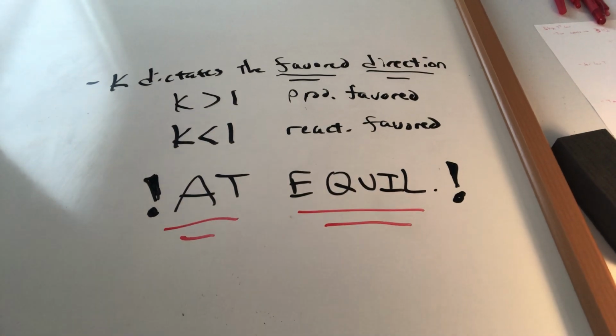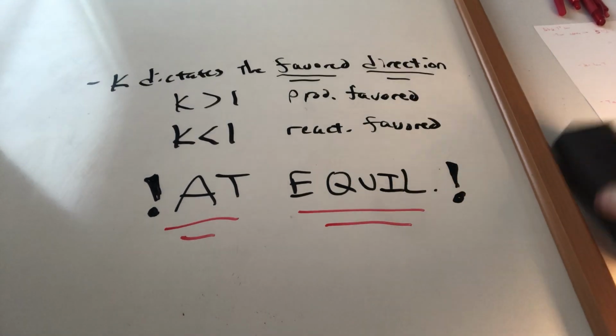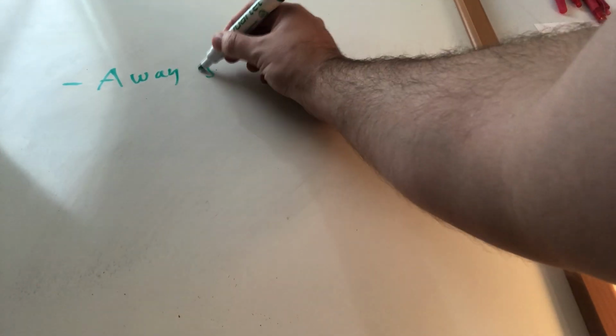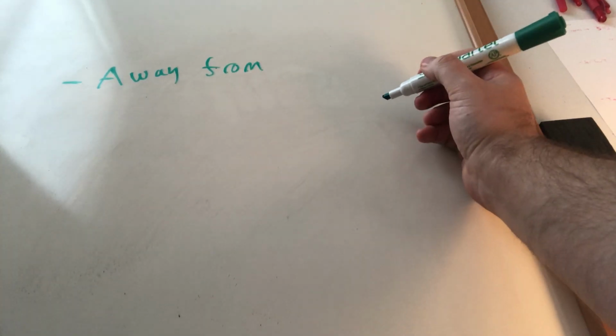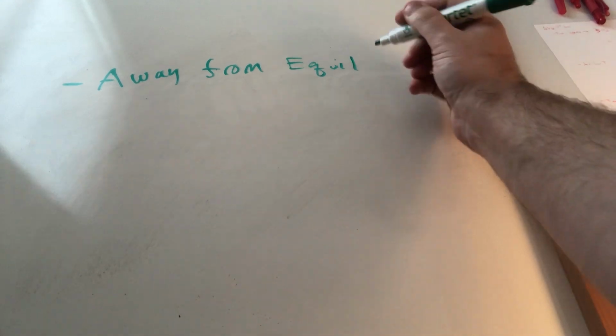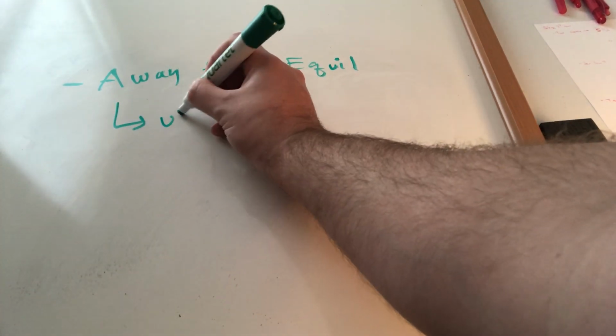Well, what if we're away from equilibrium, which is often the case when we're running a reaction? Reactions don't generally start at equilibrium. When we're away from equilibrium, and it's often the first step of most equilibrium problems that we run into, what we do to decide how the reaction progresses is we calculate what's known as a reaction quotient.